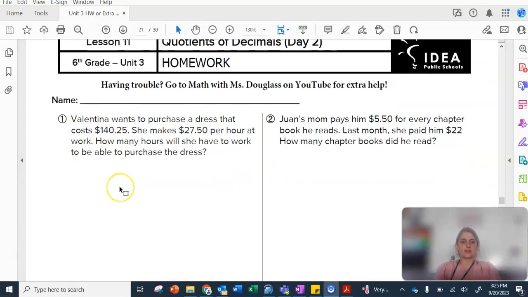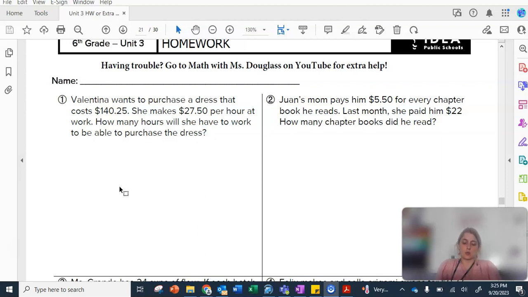All right, our first problem is Valentina. She wants to buy a dress that costs $140.25. Fancy dress. She makes $27.50 per hour every hour she works. So $27.50, $27.50, $27.50, $27.50. Unfortunately, that strategy of just counting by 27.50s will never get us to an answer of 25 cents.